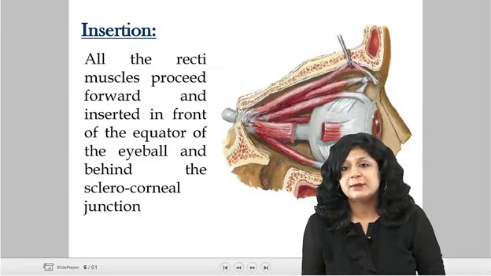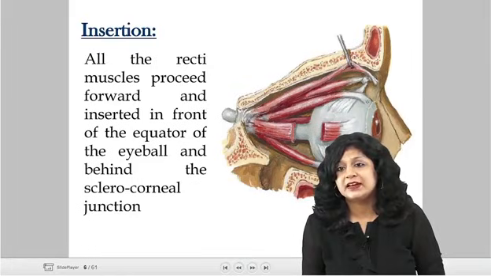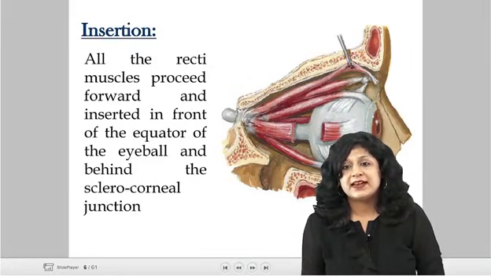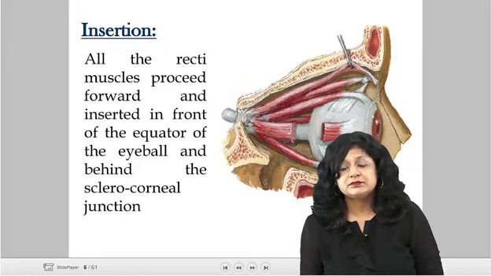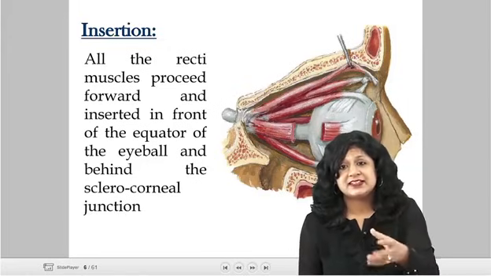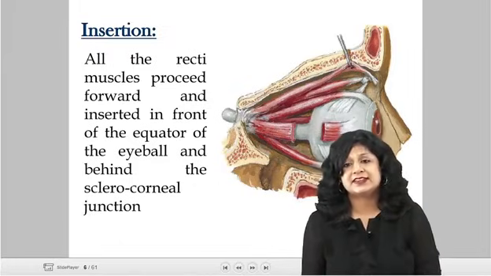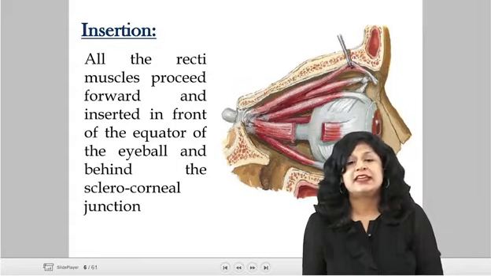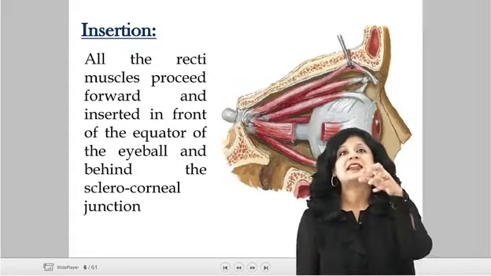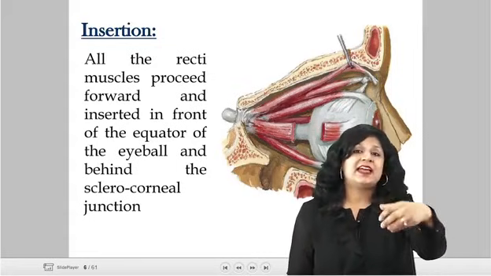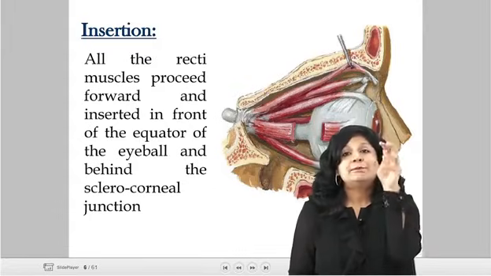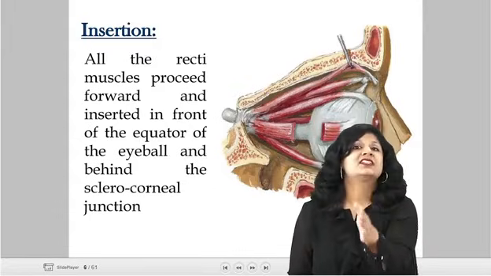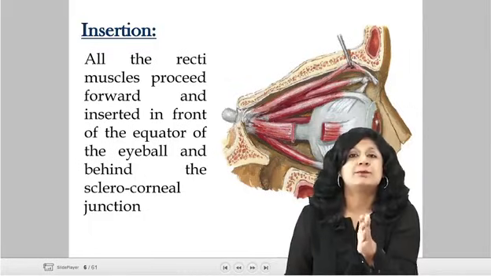This muscle which is coming straight and going superiorly here, this is your superior rectus, this is your medial rectus, and parallelly we will have the lateral rectus, and then inferiorly, this straight one will be your inferior rectus. So basically they are inserting at particular or fixed distances from the limbus.